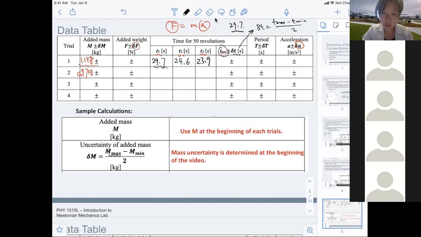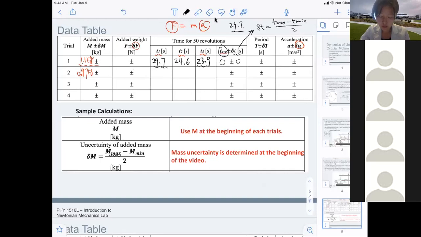This is T max, and this is T min, divided by 2, and then you will get your uncertainty. Now notice that every time you do the timing, you will have a different uncertainty. That's what we want. Okay, so do this, then you'll get your time, and then you can do the same thing for the other masses that show up later.